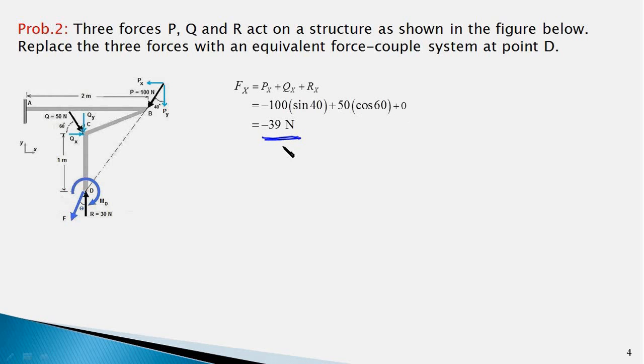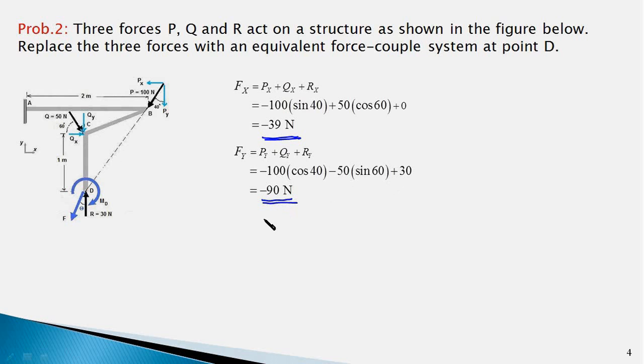We now find out the y component of F, which again will be the sum of the y components of the three forces P, Q, and R. Py is 100 cos 40, and is pointing in the minus direction, therefore the minus sign. Qy is pointing in minus y direction and will be minus 50 sin 60. The force R is pointing in plus y direction, therefore plus 30, and Fy will work out to minus 90 Newton.